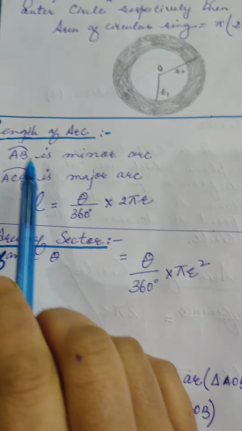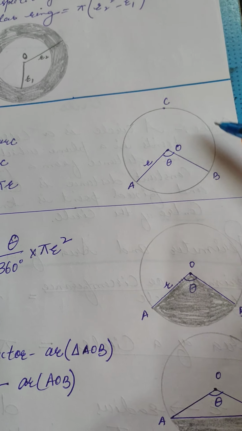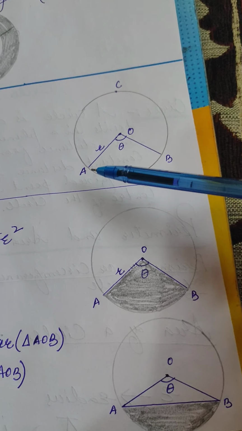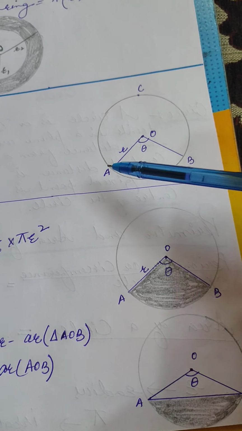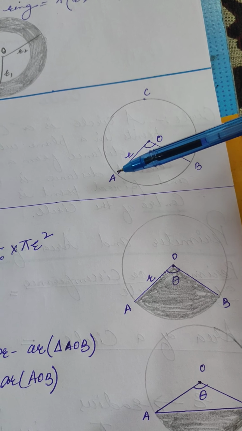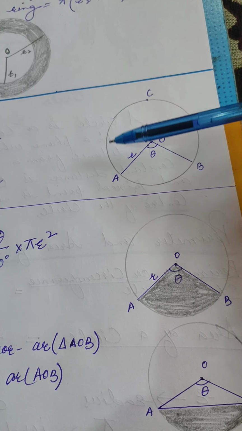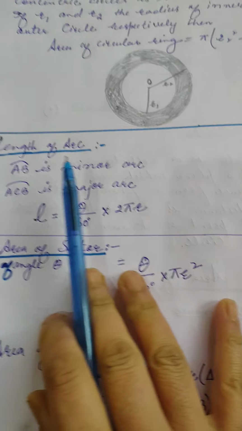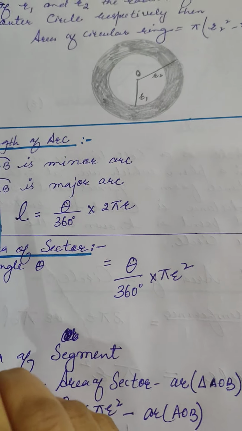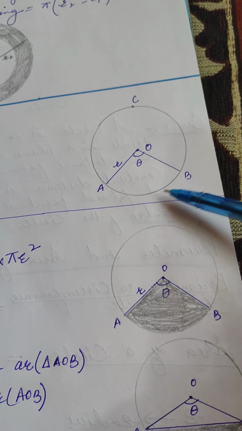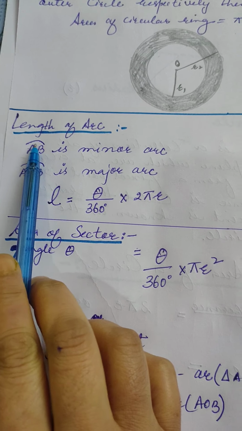Now another topic is length of an arc. What is an arc? Arc is a portion of the circumference. If I take the AB portion from this side, this is the minor arc. And if I take this portion ACB, this is the major arc. What is the length of the arc? AB is the minor arc and ACB is the major arc, and this is the representation of the arc.